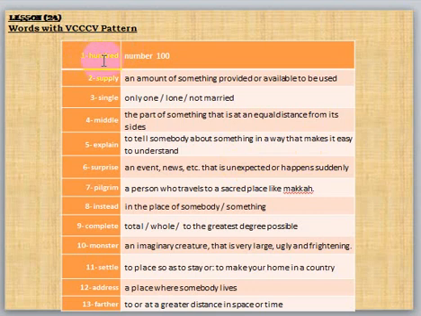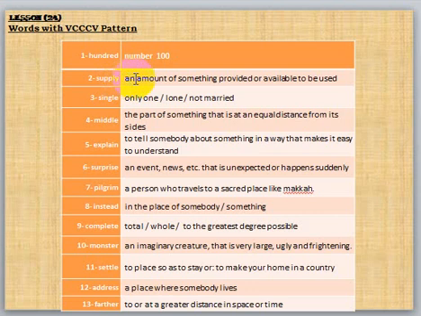Number 1, 100. Of course, it means the number 100. Numbers 1, 2, 3 until you reach 100. Number 2, supply. What is the meaning of supply? Supply is an amount of something. Provided means given or available to be used.